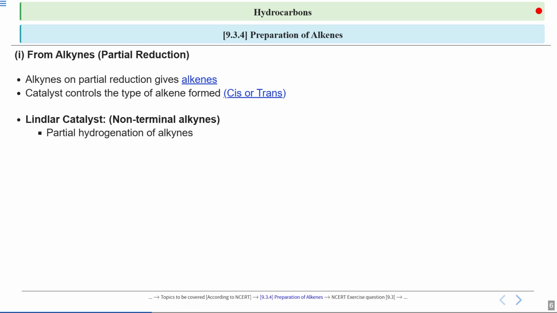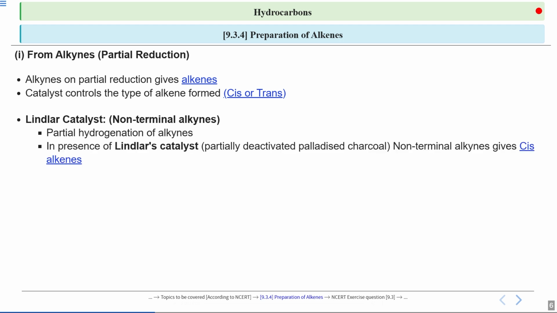The Lindlar catalyst is used for partial hydrogenation of alkynes. This means it helps to add hydrogen to the alkyne, but only enough to form an alkene, not an alkane. In the presence of Lindlar catalyst, which is a partially deactivated palladized charcoal, non-terminal alkynes are converted into cis alkenes. So this is very, very important. The selective reaction is useful in synthesizing specific alkene structures.